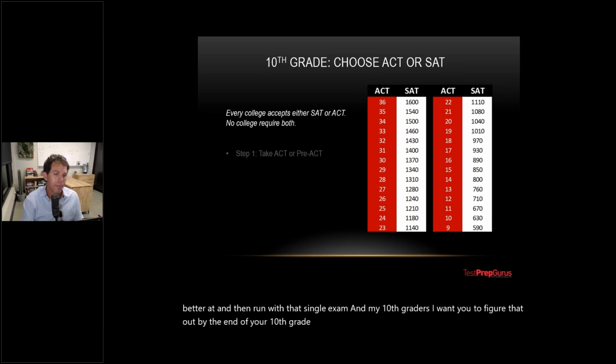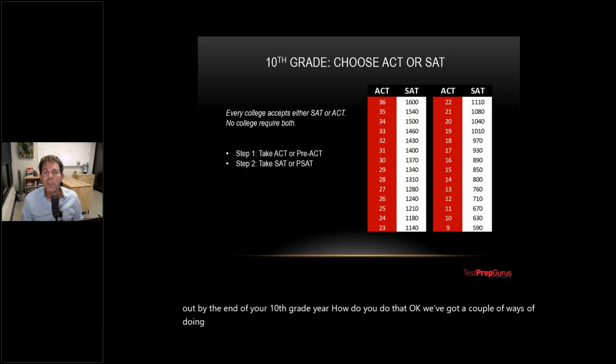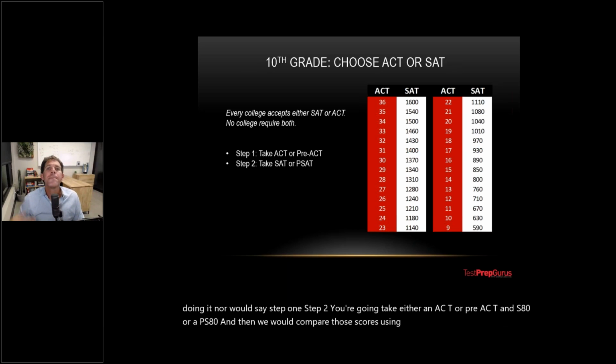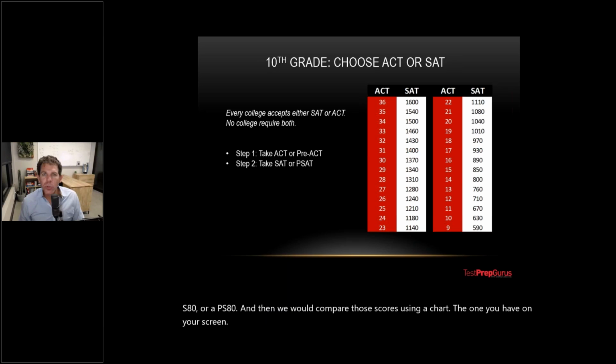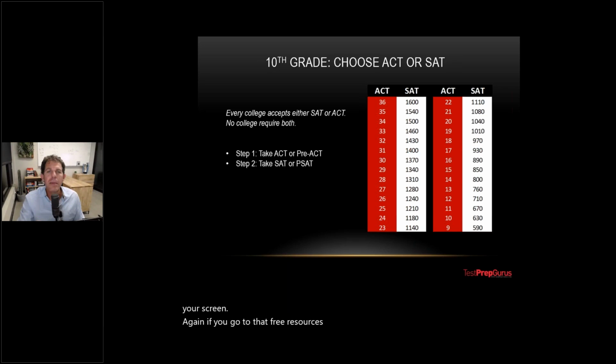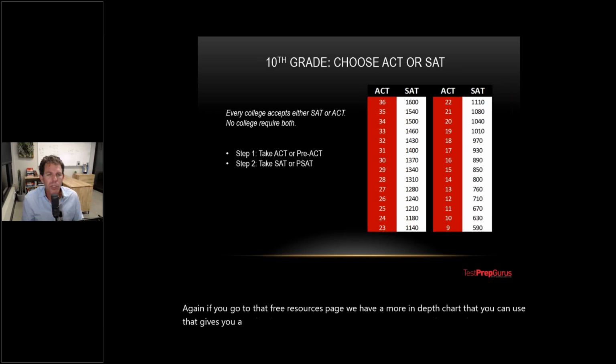How do you do that? Okay, we've got a couple of ways of doing it. Normally we would say step 1 and step 2, you're gonna take either an ACT or a pre-ACT, an SAT or a PSAT, and then we would compare those scores using a chart like the one you have on your screen. Again, if you go to that free resources page, we have a more in-depth chart that you can use that gives you a bit more insight into your scores.